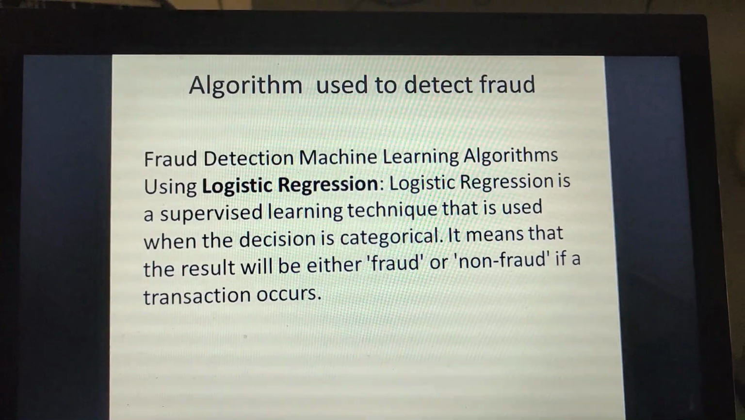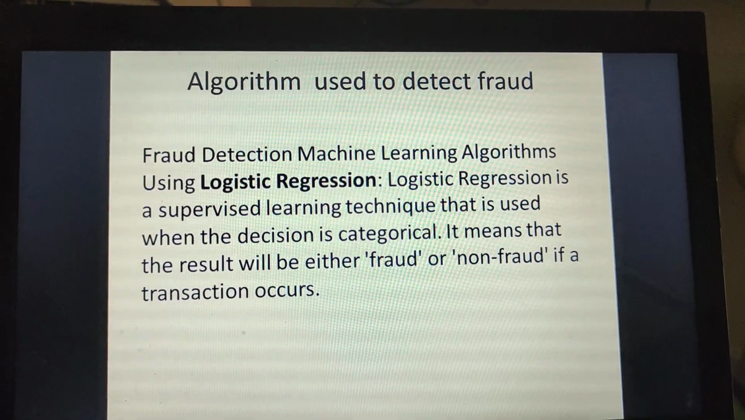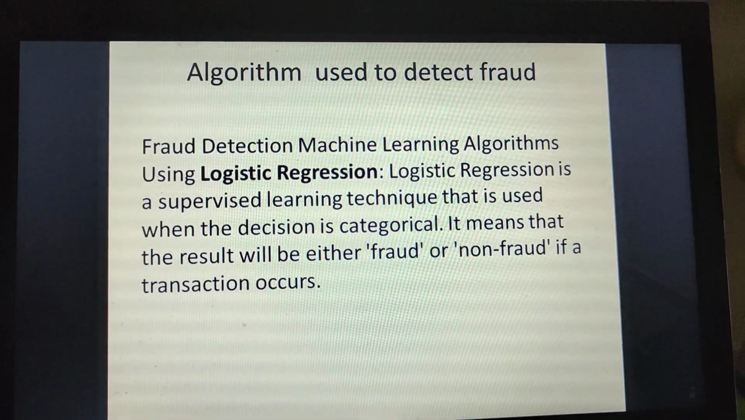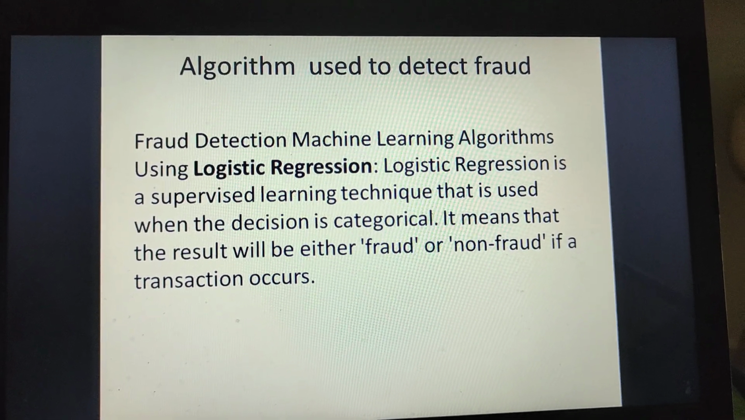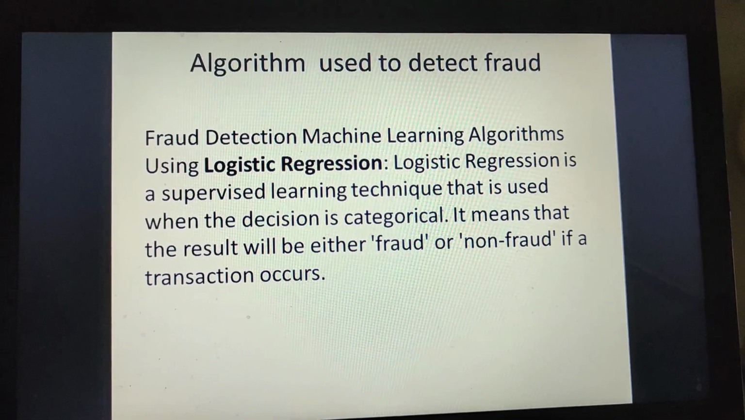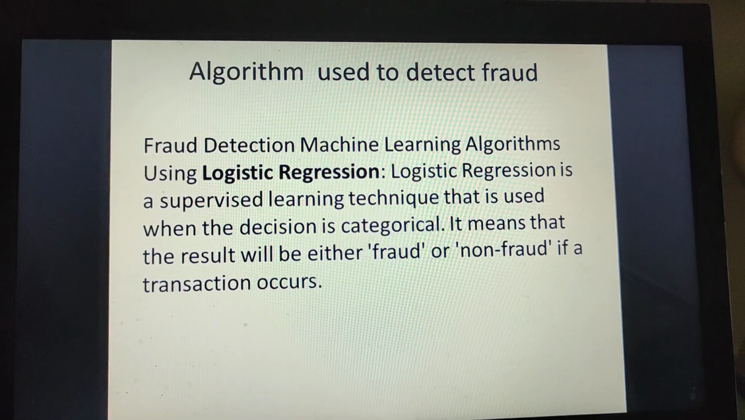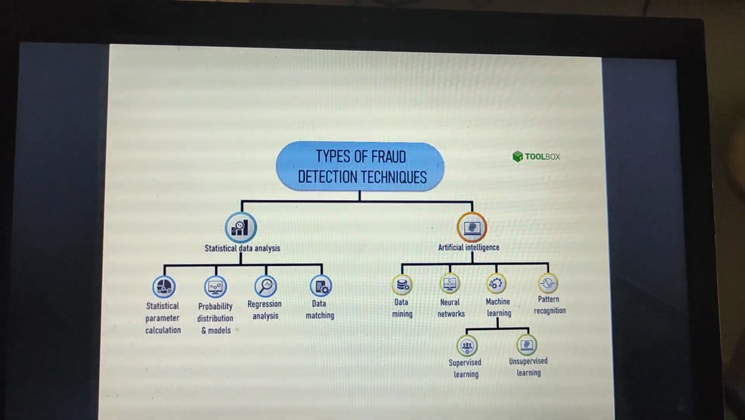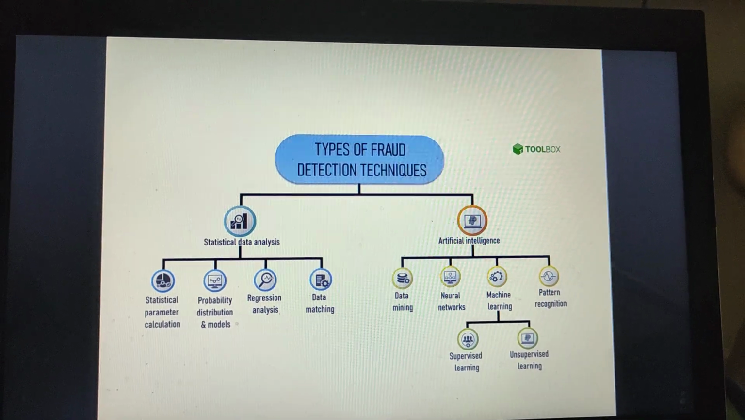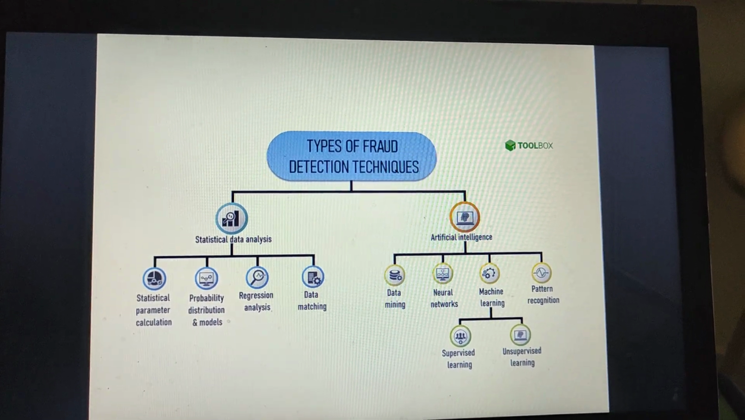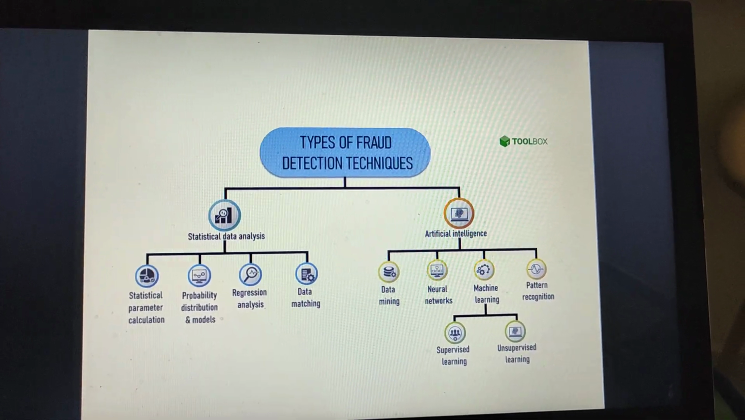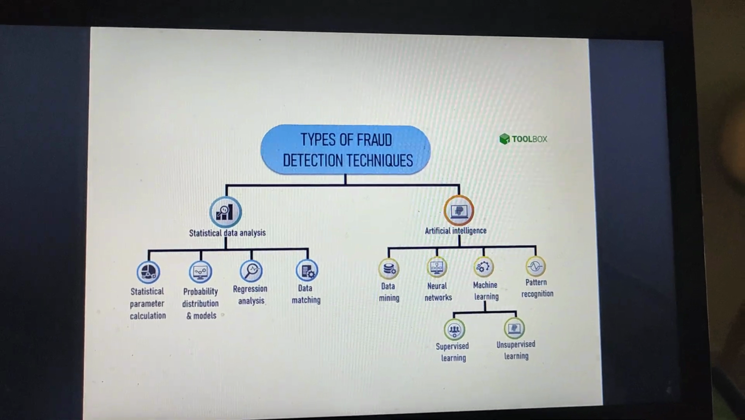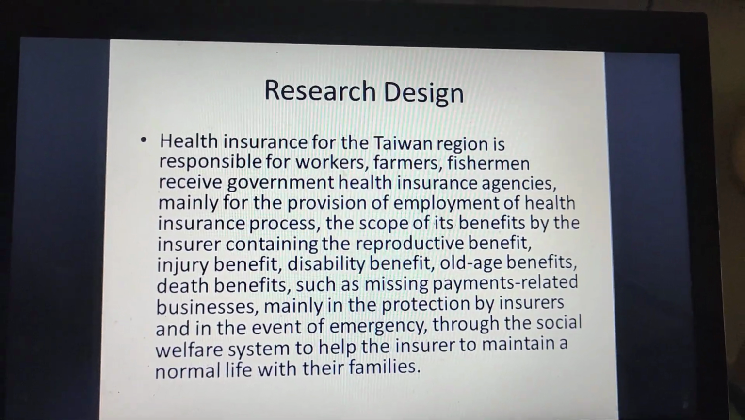Algorithms used to detect fraud. Fraud detection machine learning algorithms using logistic regression. What is logistic regression? Logistic regression is a supervised learning technique that is used when a decision is categorical. It means that the result will be either fraud or non-fraud if a transaction occurs. Types of fraud detection techniques: statistical data analysis and artificial intelligence. These are of four types, and machine learning is also divided into two other types, that is supervised and unsupervised.